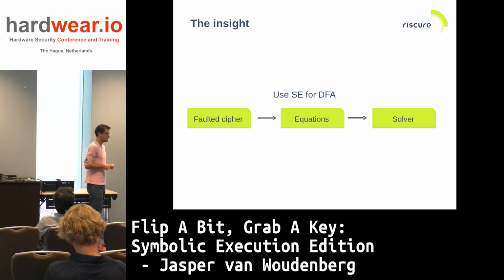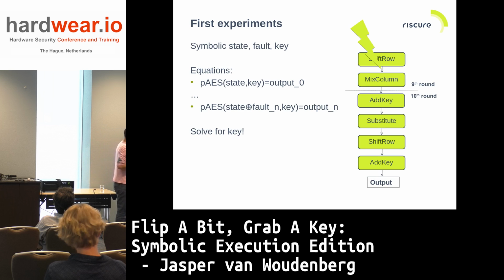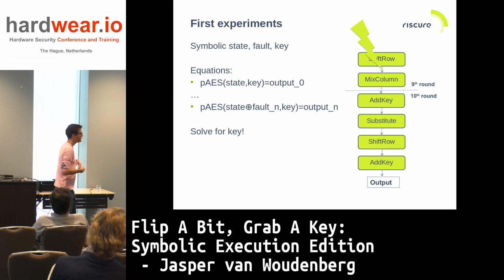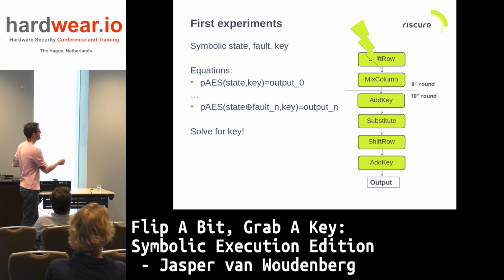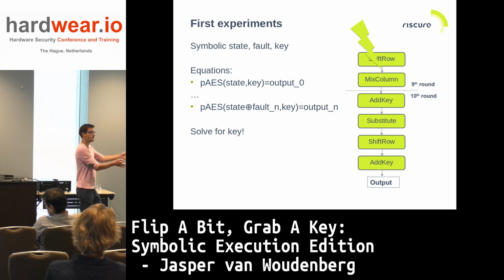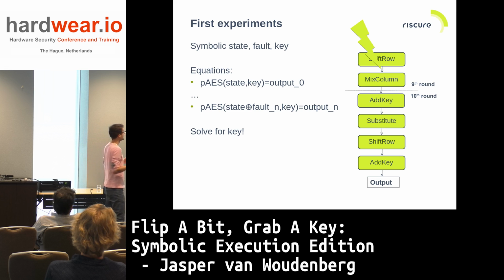So that's what we set out to try. In our first experiments, what you basically do is you take this tail end of a cipher, in this case AES, and you run it through a symbolic engine. And what you do is you make some of these inputs symbolic.